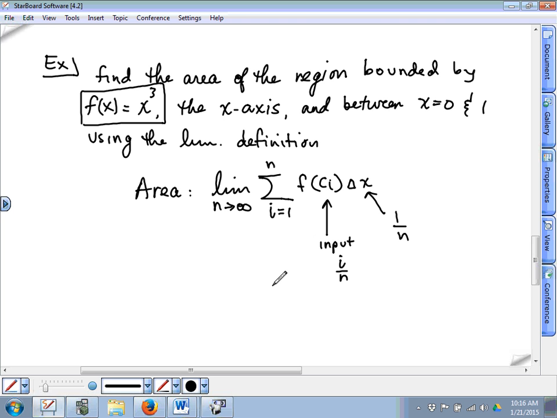So what this turns out to be is the limit as n approaches infinity of our sum from i equals 1 to n, which is f of i over n, right? But if i over n goes inside of f, isn't it just going to turn out to be i over n to the third power? Oh, yeah. And that's going to be multiplied by 1 over n. Okay.